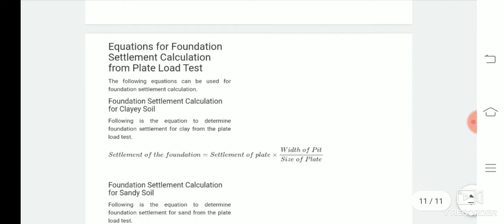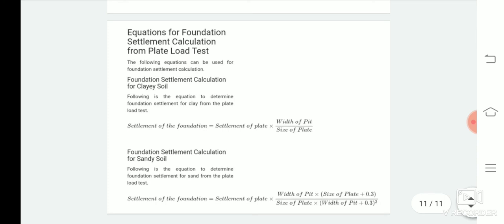So how do we calculate the settlement from the plate load test? For clay soil, the settlement of the foundation is equal to the settlement of the plate multiplied by the width of the pit divided by the size of the plate. So there we can find the settlement of the foundation when clay soil is concerned.